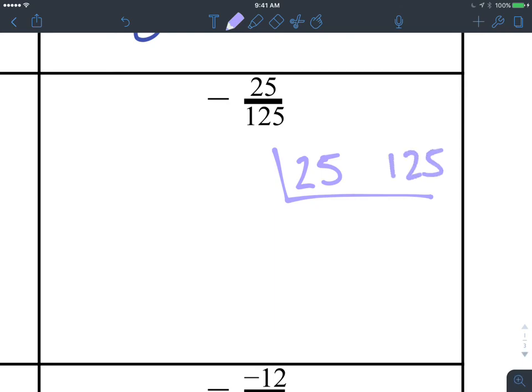So we've got 25 and then 125. And so we have to ask ourselves, what number goes both into 25 and 125?